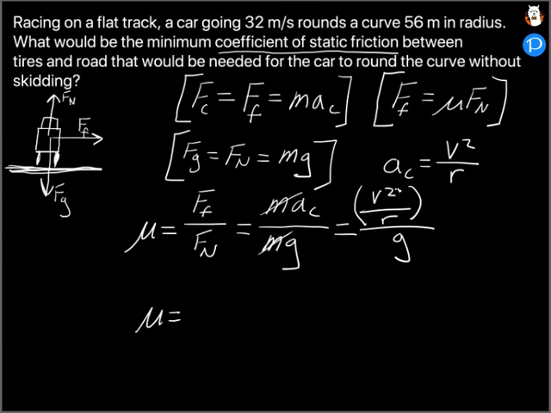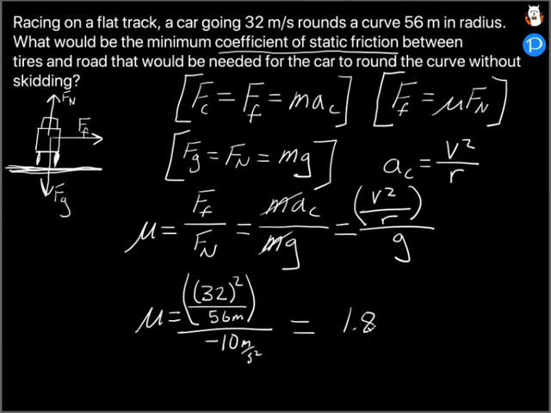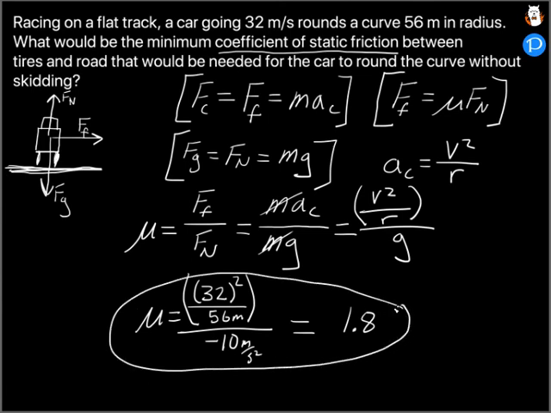It's equal to 32 meters per second squared, over the radius, which is 56 meters, times g, which we'll just put as negative 10 meters per second squared. Do the math on this, crunch the numbers, and we should get 1.8 for our coefficient of friction. So there's my final answer for that one.